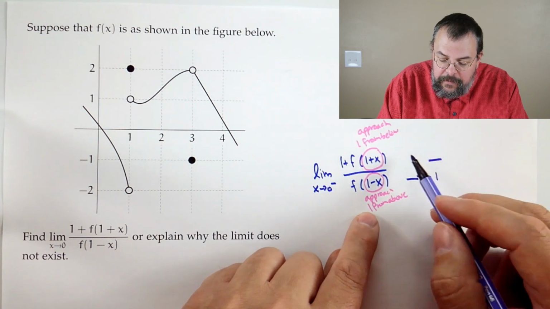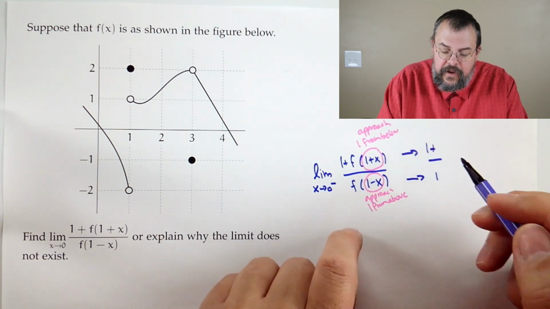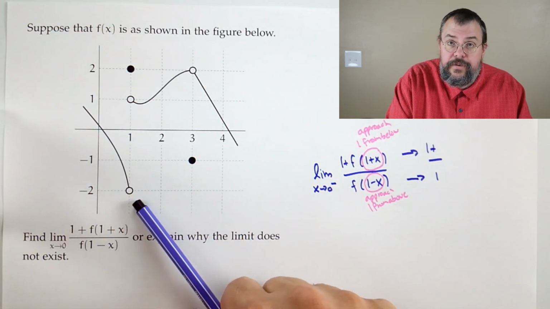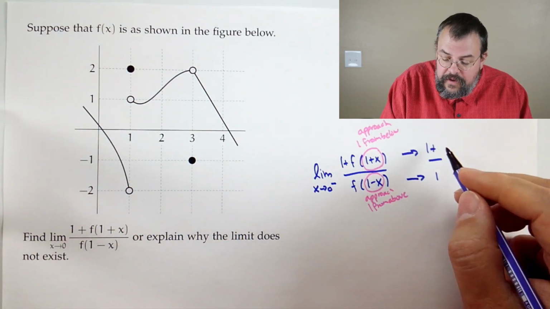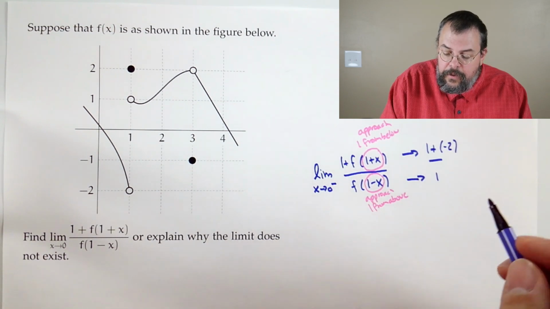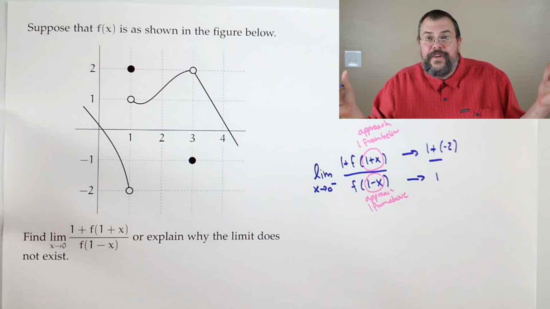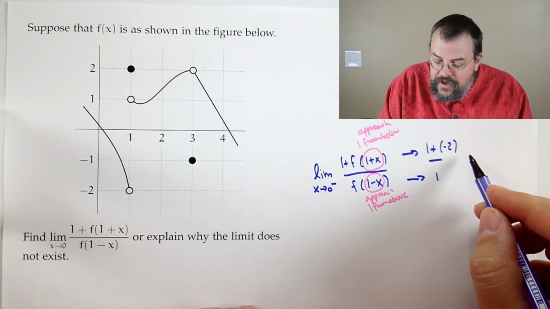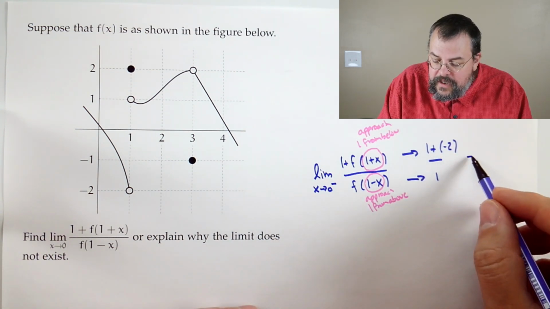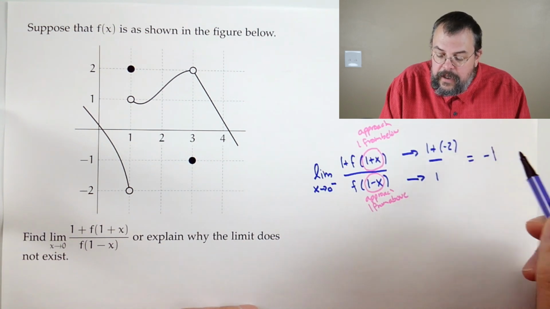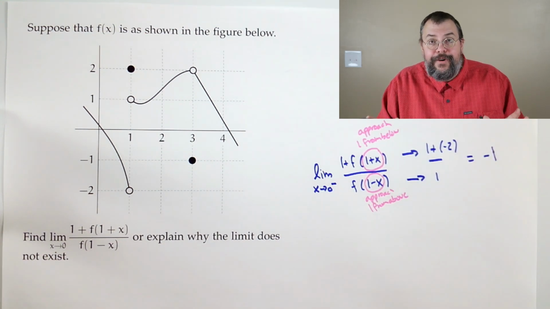How about the top part? 1 plus, now I'm approaching 1 from below. There's a negative 2. So 1 plus a negative 2. Well, I know what the top is doing, I know what the bottom is doing. There's no division by 0. So 1 plus negative 2 over 1 gives me negative 1. Okay, all right. Now, that's from below.